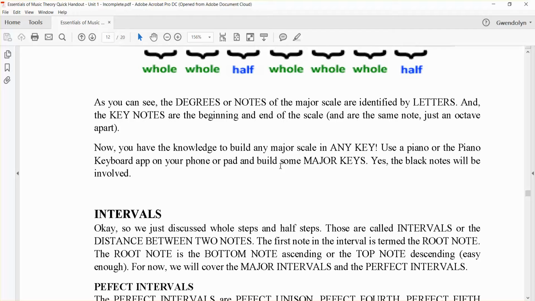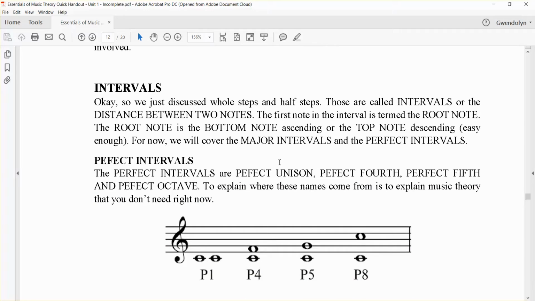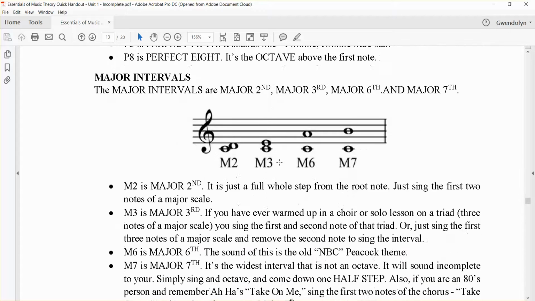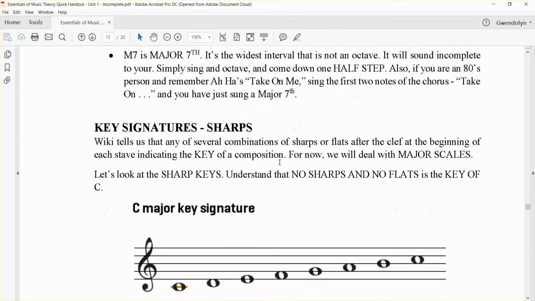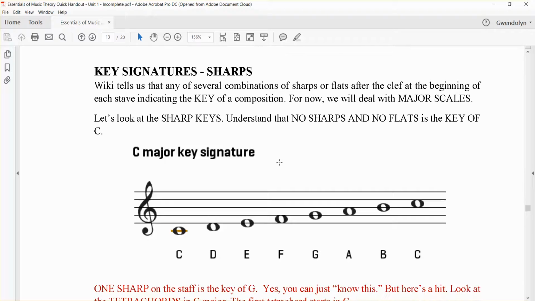So I would advise you in your own spare time to go to a piano or use your piano app and construct your own major keys without doing an internet search or going to any of the handouts that I've given prior. Just as you can create all of these things on your own in your head, and it makes better sense to you. I'm going to skip intervals since I believe that we've done pretty good with that. I'm going to go straight to key signatures.